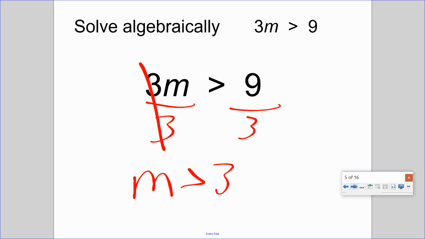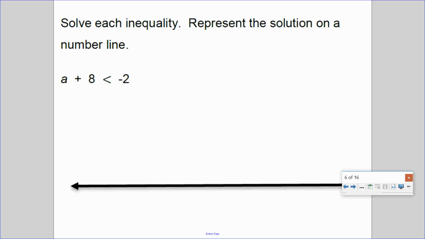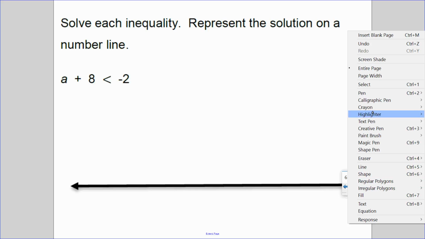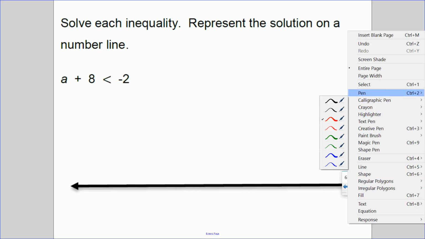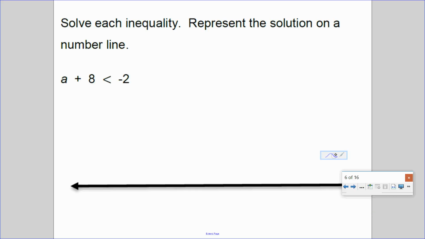So what you're going to do now is practice with several questions. Some of them will be addition, some subtraction, some multiplication, some division. I need to solve each inequality and represent the solution on a number line.